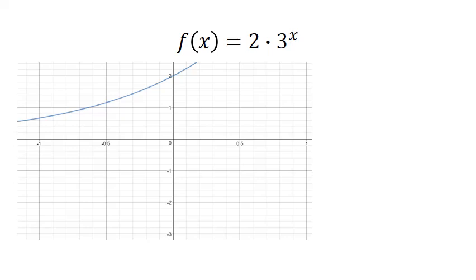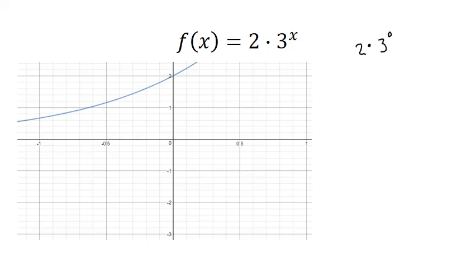Remember that for our y-intercept, x is always 0. So what would this look like? What would this problem look like if we replaced this x with 0? Well, the problem would then become 2 times 3 to the 0 power.